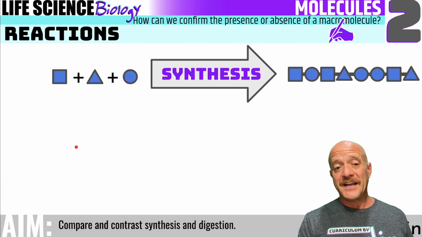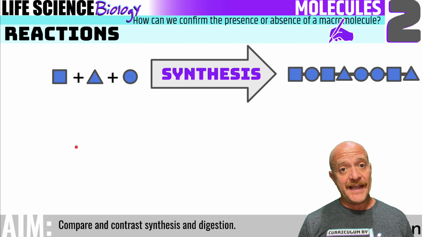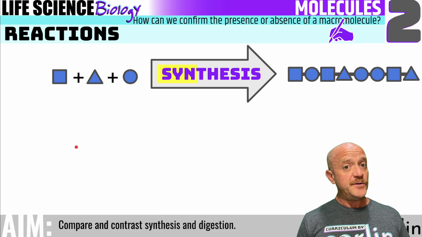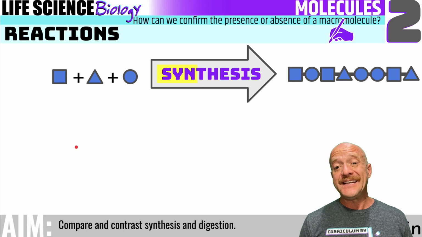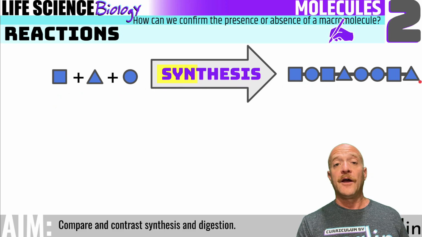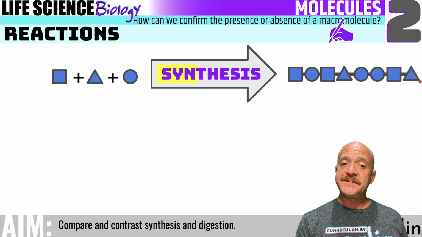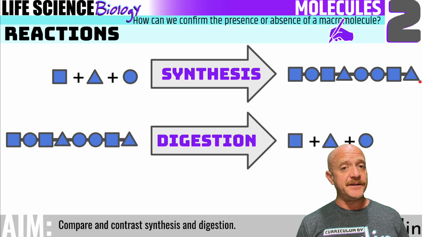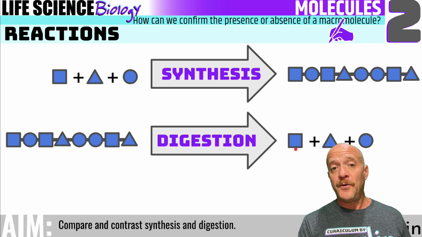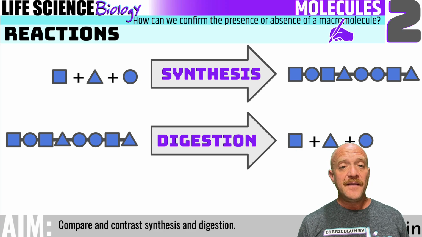Now we have two types of reactions. The first one is a synthesis reaction. Syn means together. So synthesis, or when you synthesize something, it is put together. Notice you have your monomers joining together to form one large polymer. Now the opposite reaction is a digestion reaction. That's when you have something larger, like this polymer right here, that is broken down into smaller components, or these monomers. So digestion, just like your digestive system, things are broken down.